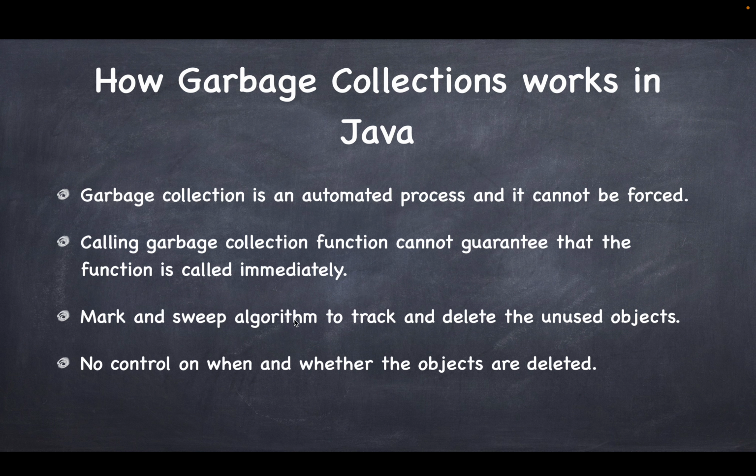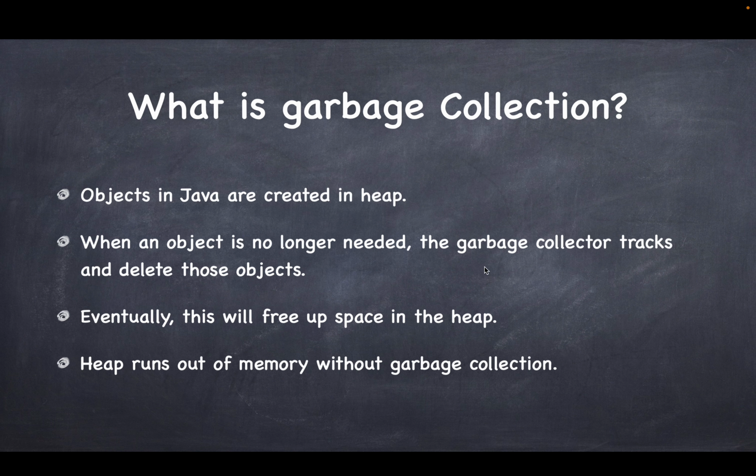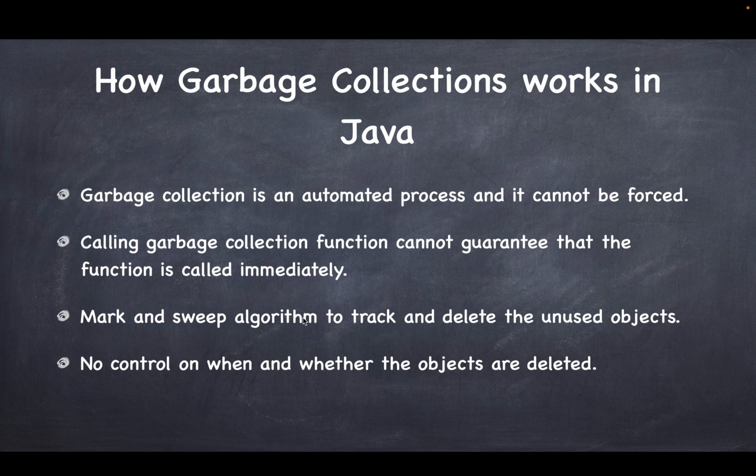As we see here, the garbage collector will track those objects that are no longer needed, and then delete them. So how is it tracking? That is using the mark and sweep algorithm. Garbage collection in Java uses an algorithm called the mark and sweep algorithm. The mark phase will track those unused objects, and then the sweep phase will delete those unused objects.